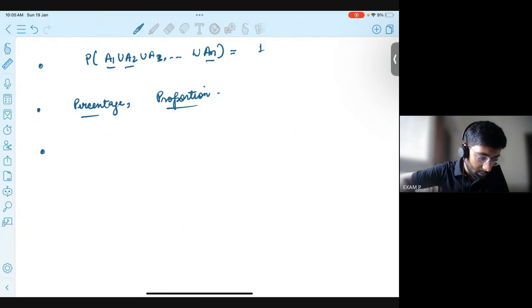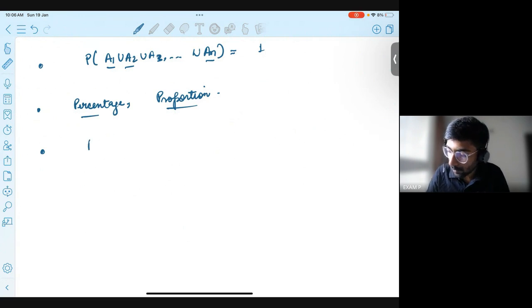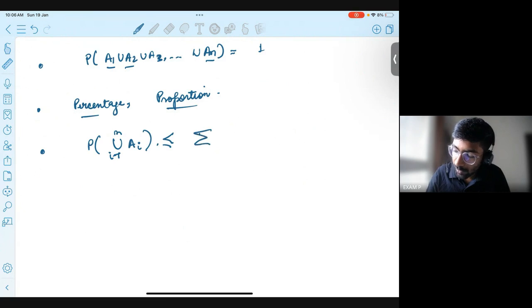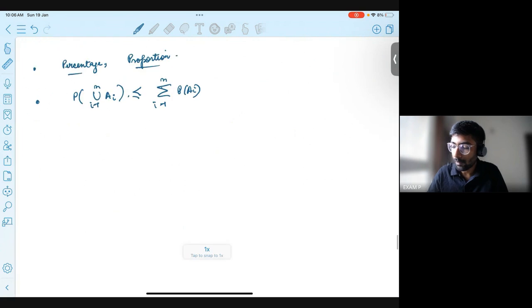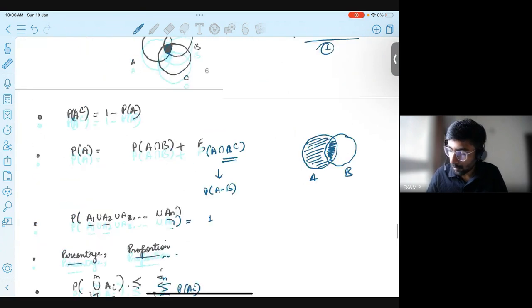And the last one here is for any events A1 to AN, the union probability is less than or equal to the summation of all the different probabilities. That is the last one. So probability of a union of different events, AIs, where I goes from 1 to n, has to be less than or equal to the summation of these different probabilities of I going from 1 to n. What does that mean? When you have a lot of events, AIs, when you take the union and then calculate the probability, just think about it here.